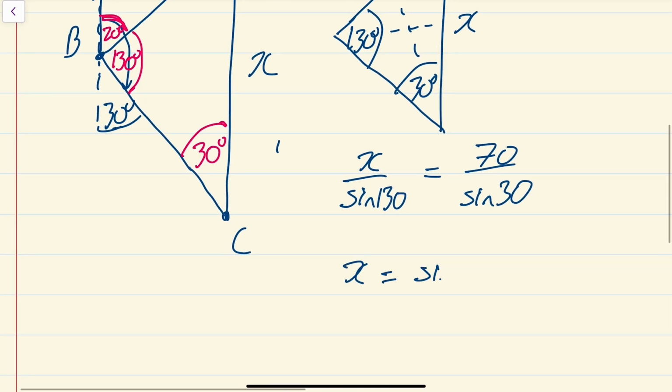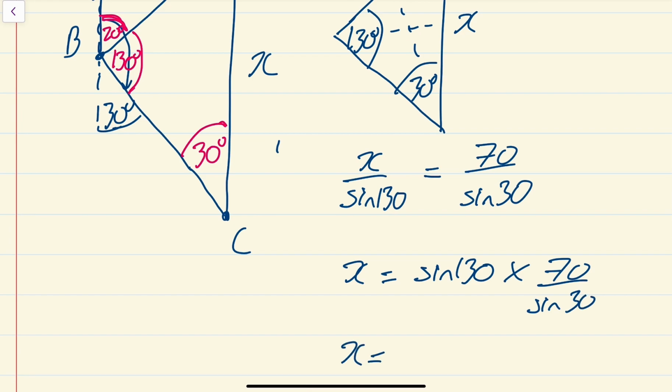Multiply across by your sine 130. So sine 130 times the 70 over sine 30. Do this on your calculator, and let me see. I haven't done this. We do sine of 130 times 70, and then divided by sine of 30, and that worked out to be, my x works out to be 107.25 kilometers. That's to 2 decimal places.